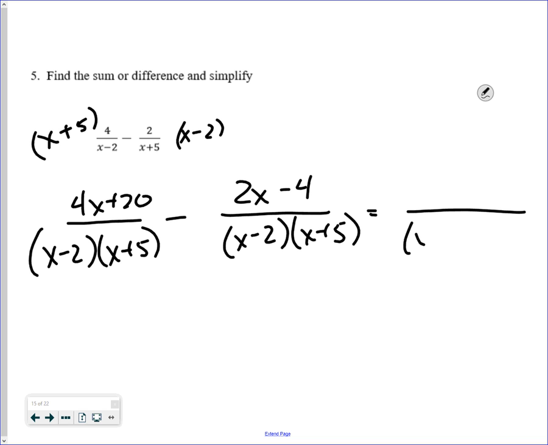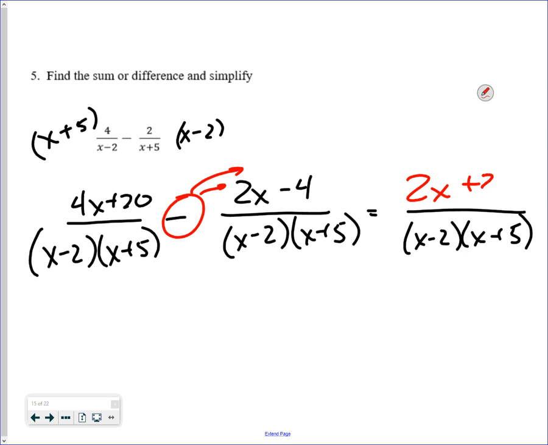Common mistake here. The denominators are now the same. When you start talking about adding like terms, you got to worry about the fact there's a minus sign there. So you are minusing both of those. So 4x minus 2x, 20 minus a negative 4. I will accept this answer.